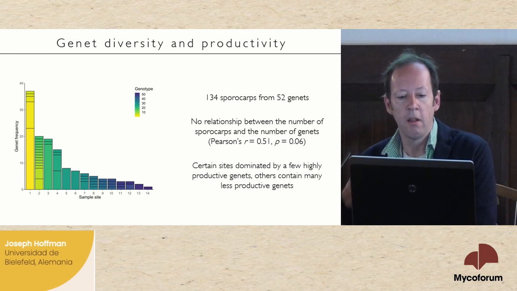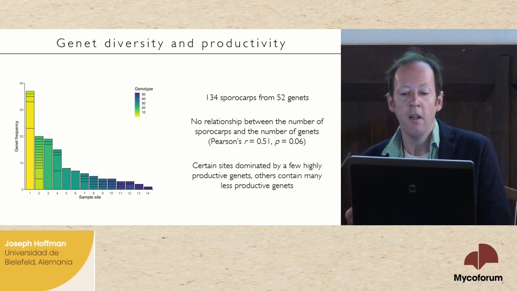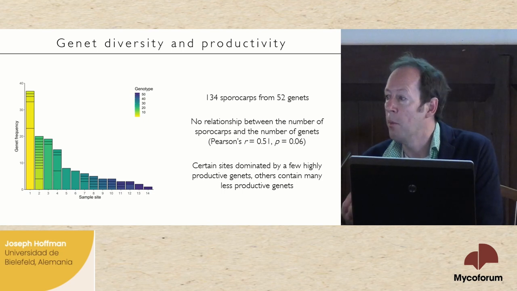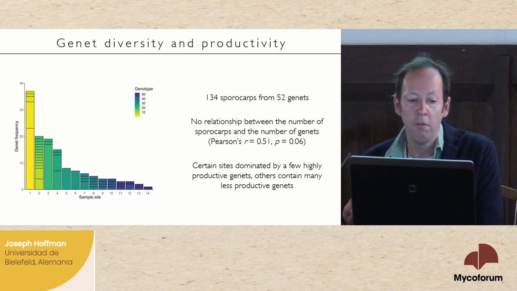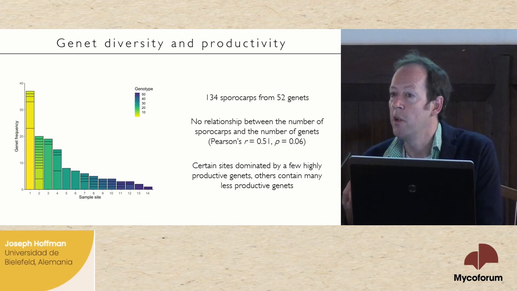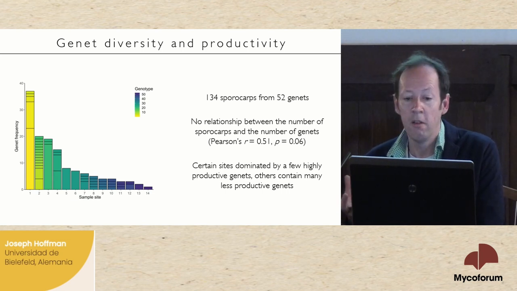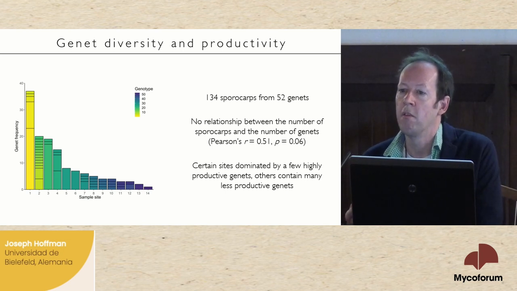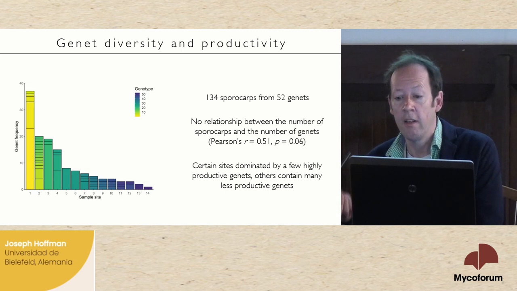Certain sites, like site 1 here, were dominated by a small number of very highly productive individuals. So one genet produced 23 porcini mushrooms within this single season. Whereas other sites, like site 2, had a much greater diversity of individuals, but these were individually less productive.